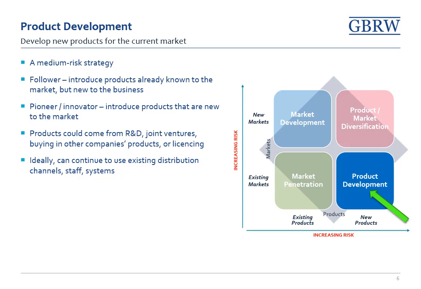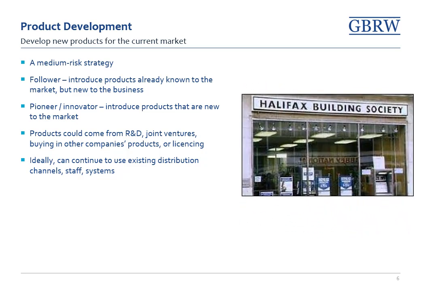Let's look at an example in the financial sector. Until 1989, the UK housing finance or mortgage market only offered variable interest rate mortgages. The first fixed rate mortgage was introduced by the Halifax Building Society. In a period of high and volatile interest rates, customers appreciated the certainty that this new product offered, and it sold well.